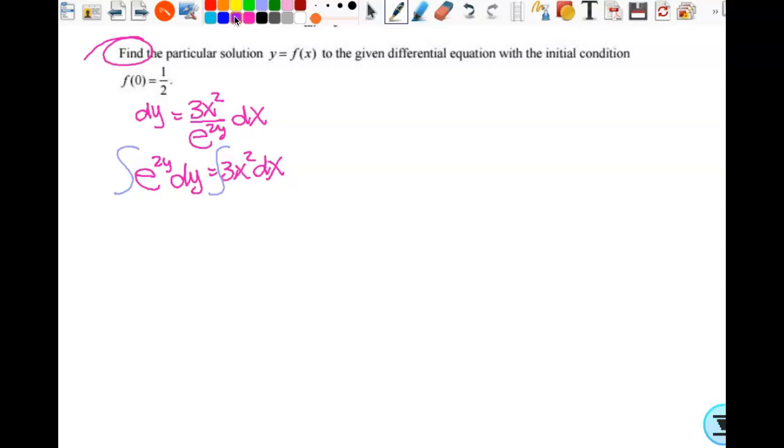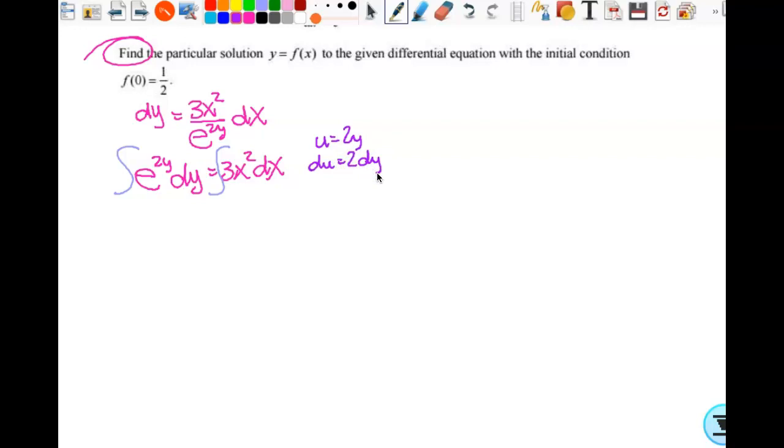We could do e to the 2 times, or, I'm sorry, times e to the y. That works. But then I have a product, and I don't know that I want a product. Should I maybe use some u substitution here? Say u equals 2y. So du equals 2 dy.